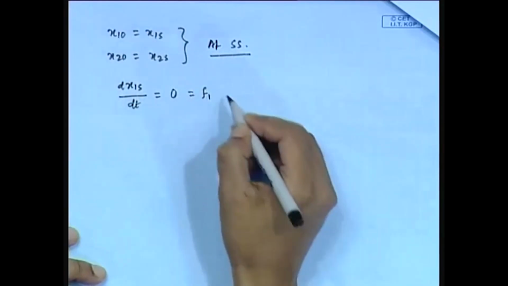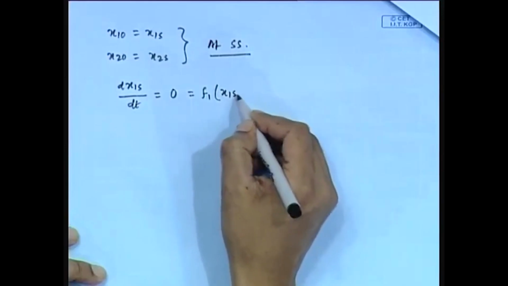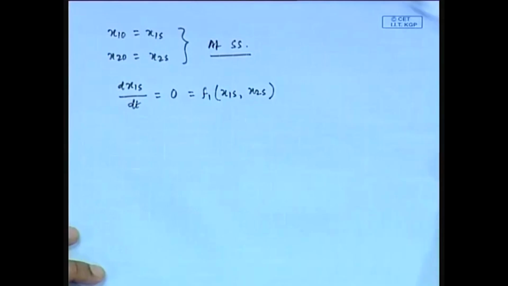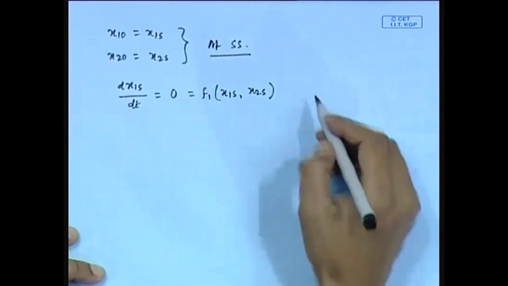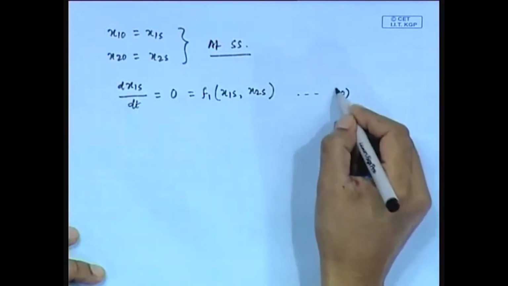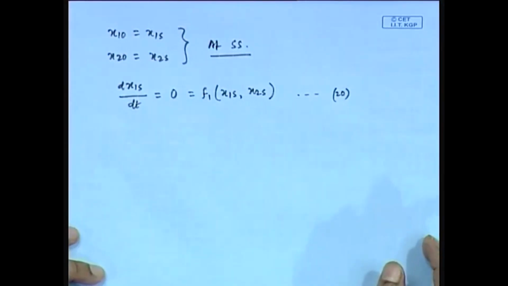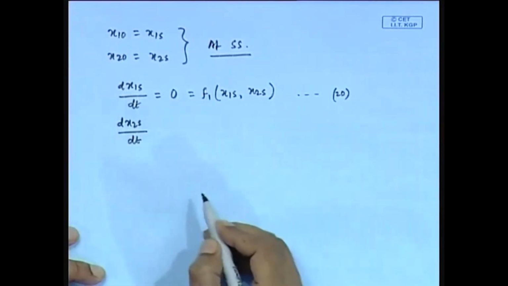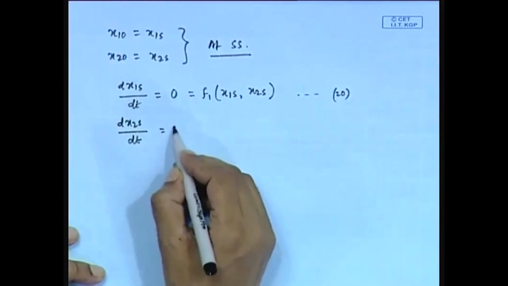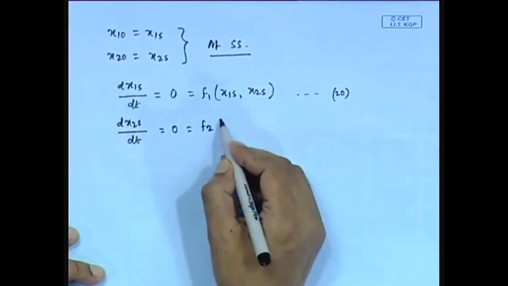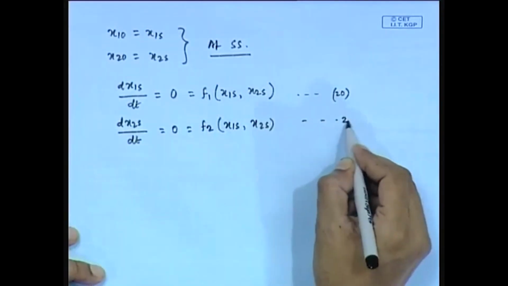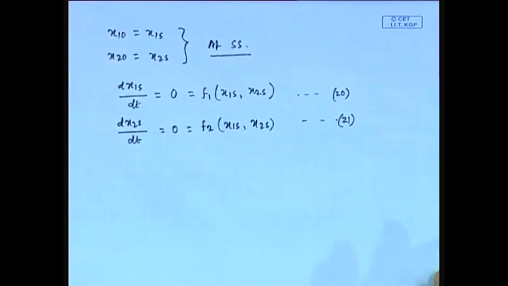This is equal to the first function, and that is a function of x1s and x2s. Fine. So, suppose this is equation number 20. Similarly, for the second equation we can write dx2s/dt equal to 0 equal to f2 of x1s, x2s. Suppose this is equation number 21.